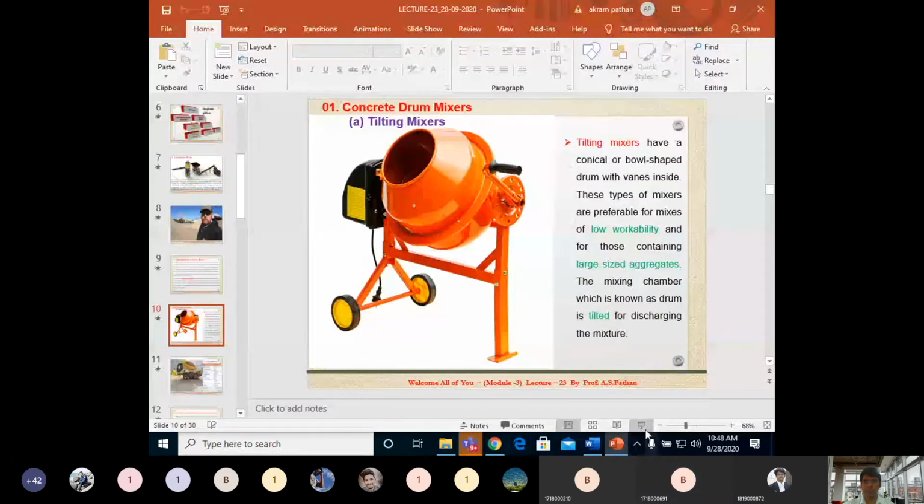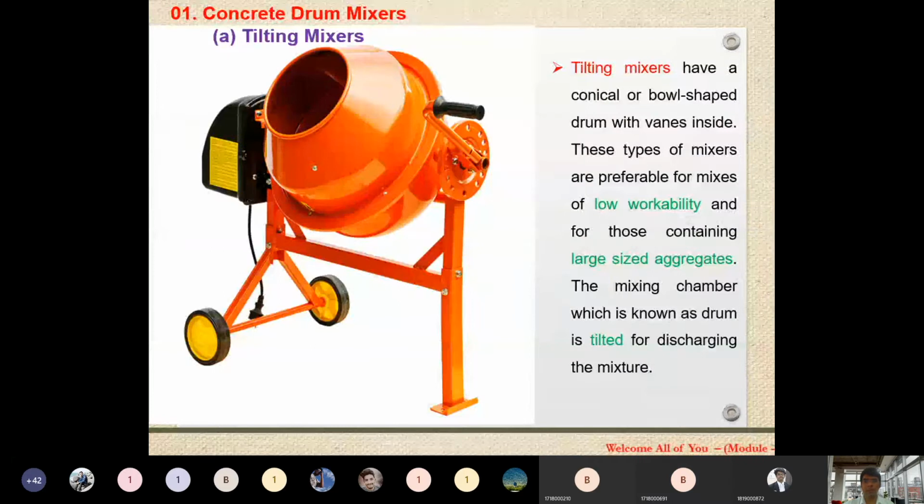So we are discussing the tilting type mixers. Where low workability concrete and concrete containing large size aggregate is required, this type of tilting mixer is generally used. The mixing chamber, which is known as the drum, is tilted for discharging the mixture. You can see the mixer chamber here, and this chamber is known as the drum. So this is continuously tilting.